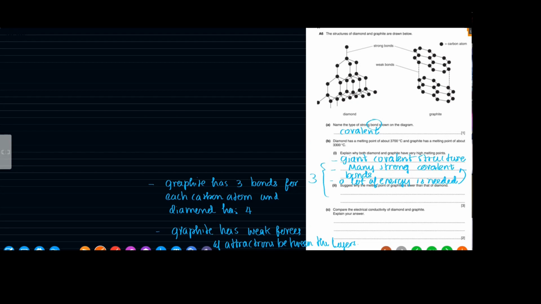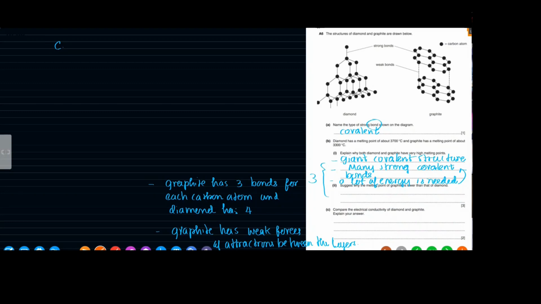Okay, compare the electric conductivity of diamond and graphite. Explain your answer. It's 2 marks, right? For 2 marks, let me write the answer here. I will give you an elaborated answer. Whatever it is, you have to refer to the delocalized electrons because it's a covalent structure.